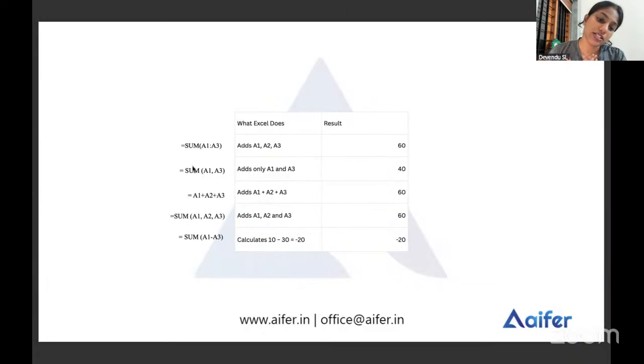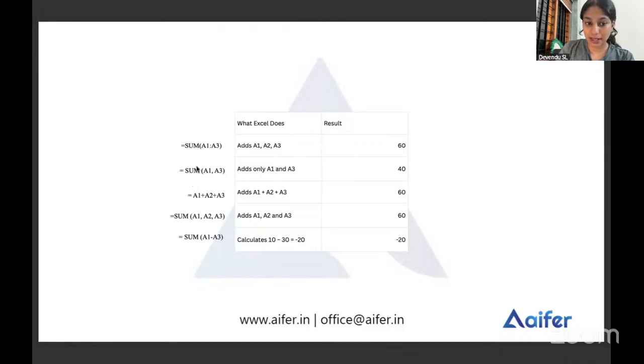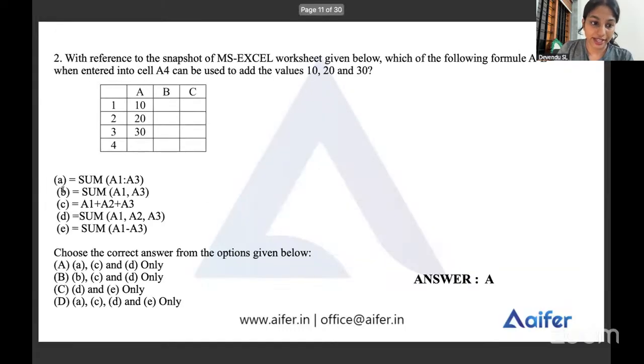The next option is SUM(A1, A3). So we have to consider A1 and A3 only, which are 10 and 30. The command is given as SUM, right? When we add A1 and A3, we get only 40 as the answer. So it is incorrect. We need 60. So here option 2 is incorrect.